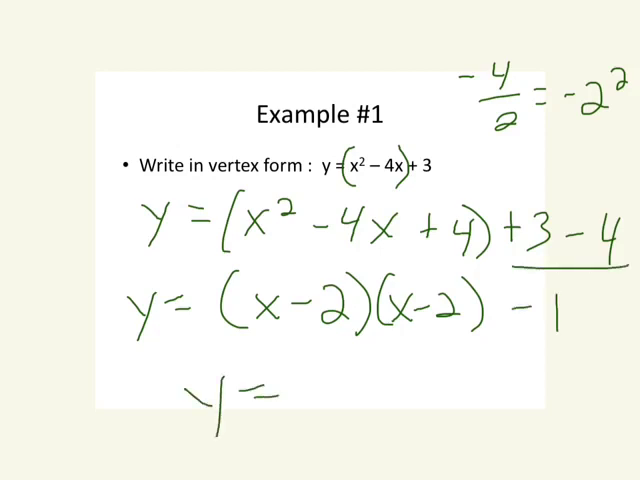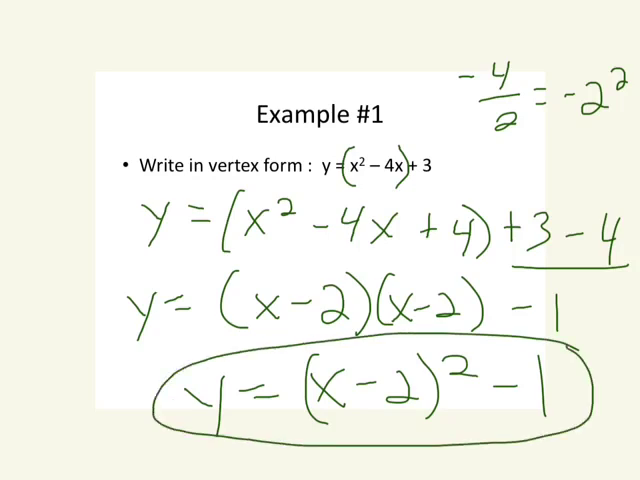And then this can be further simplified because x minus 2 times x minus 2 would be x minus 2 squared. Now my function is in vertex form. That is writing a function in vertex form by using the completing the square process.